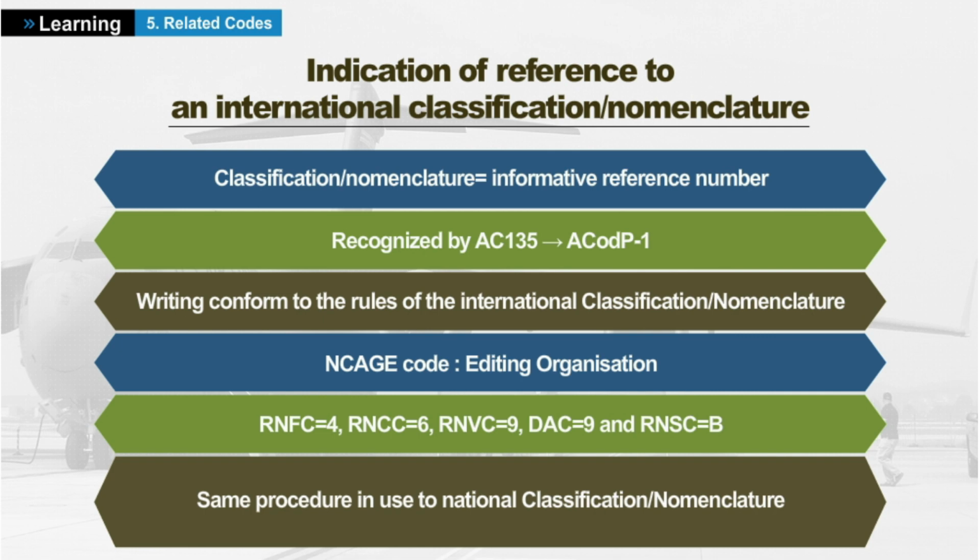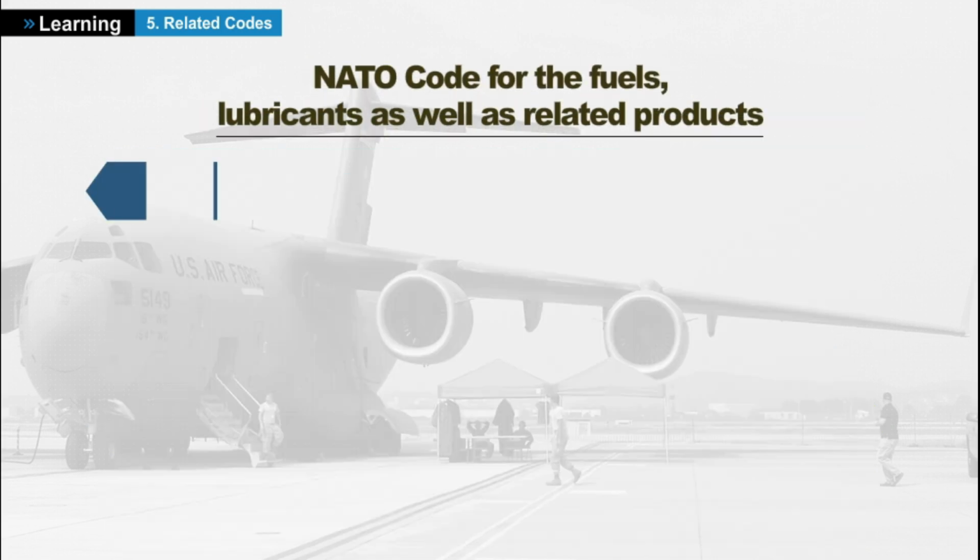RNFC equals 4. RNCC equals 6. RNVC equals 9. DAC equals 9. And RNSC equals B. The same procedure will be used for National Classification Nomenclature.